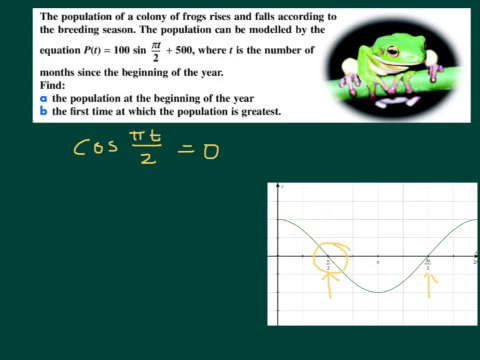We can therefore say that the first time at which the population is the greatest, pi t over 2 is equal to pi over 2. When I simplify this equation, multiply both sides by 2 over pi, and I get t is equal to 1. In the context of the problem, after 1 month, the population has a maximum value.